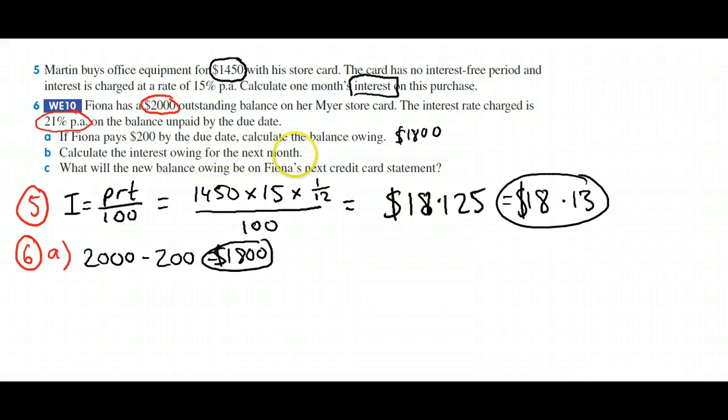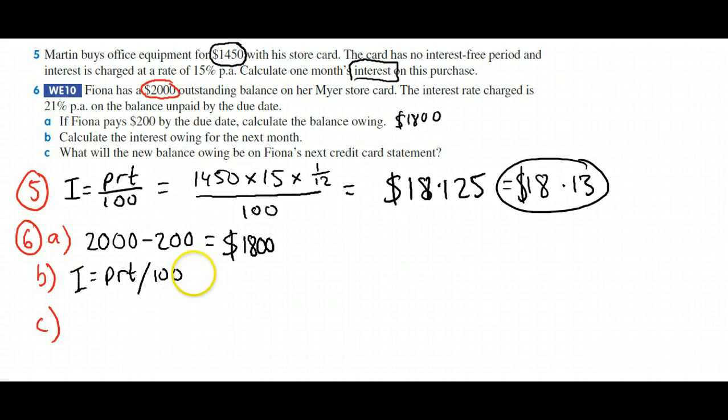Calculate the interest owing for the next month. Okay, so because she still owes this money, they're going to charge her some interest on that, 1 month's worth of interest. Sorry, this is part B, so I'll start a new line down here. Interest is I equals PRT over 100. And all we've got to do is enter in the values for P, R and T into the equation, and we'll get the amount of interest that she owes for the next month. So P is going to be the outstanding amount on the balance, which is $1,800. She doesn't owe $2,000 because she paid off $200.